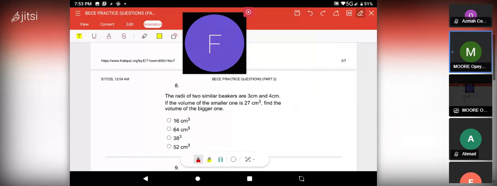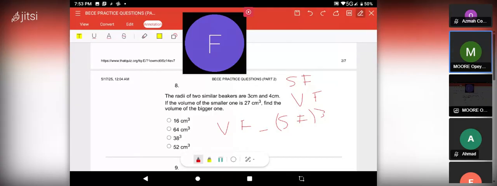Okay. Now, to calculate this one, what they gave us here, 3 and 4, is what we call scale factor, SF. Now, they have given us the value of the volume, so we need to use what we call volume factor. Volume factor, are you with me, is equal to scale factor raised to power 3. If we are looking for area factor, scale factor will be raised to power 2.